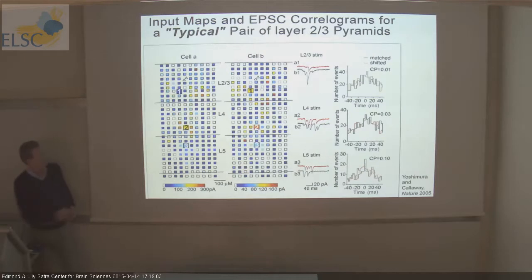What's more typical is here, where the two cells are not connected to each other, and when they're not connected to each other, now this peak in the correlogram goes away for the layer 2, 3, and layer 4 stimulation sites, but the peak for layer 5 remains. Smaller peak, about 10% of the input that's common from layer 5. So the layer 5 input doesn't depend on connectivity. The peaks for layer 4 and layer 2, 3 inputs are only there when the cells are connected, not for this unconnected pair.